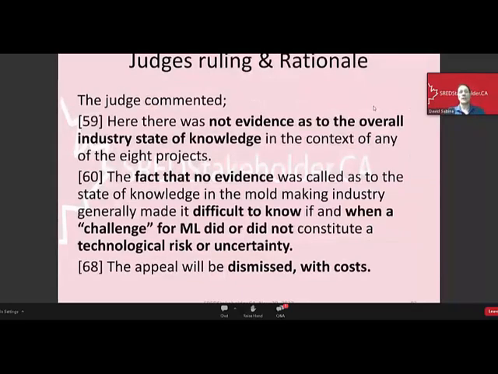So the judge, again, commented that because we hadn't benchmarked the state of existing knowledge, it was difficult to know if there was a technological advancement. As a result, the case was not only dismissed, but dismissed with costs, which means that the claimant has to pay additional fees for the court costs incurred. So again, that's not only a loss, it's a really bad loss, and you want to avoid those.